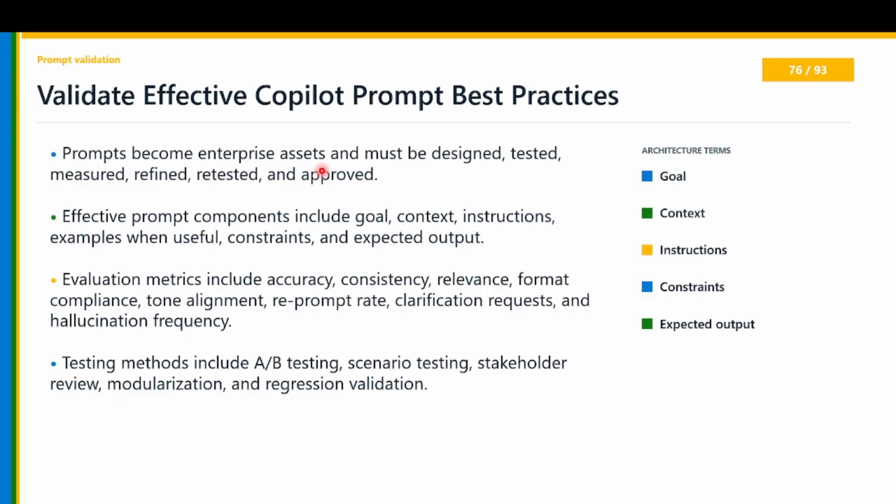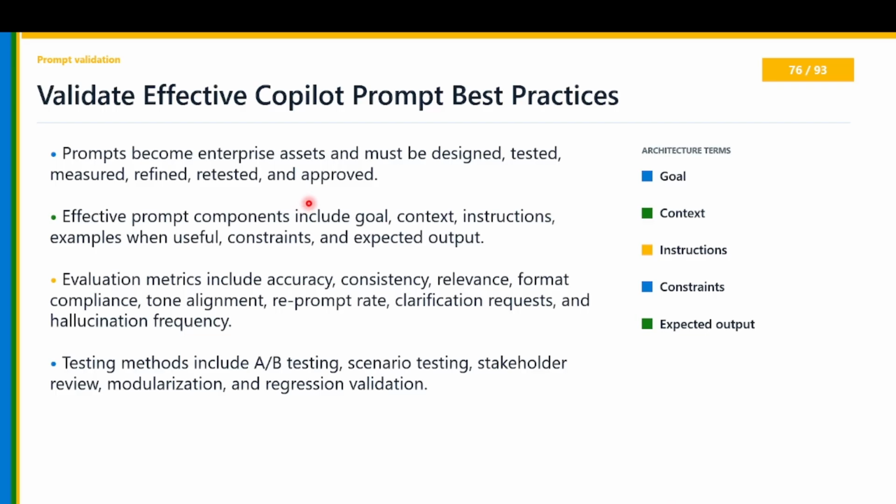Prompts become enterprise assets and must be designed, tested, measured, refined, retested, and approved. Okay, so we have said severally, if you have read my book, Multi-Agent Orchestration Pattern for Enterprise System, that you should treat prompt as code. So prompts should be fashioned, they should be included in the agentic AI system pipeline during deployment, and they should be passed through CI/CD, tested and approved. Okay, because it can also change, just like business expertise can change.